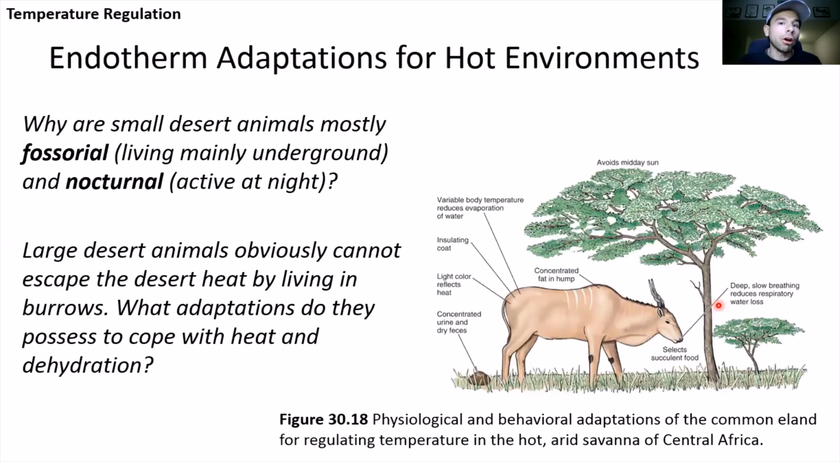Now, some larger animals cannot live underground. For example, this large desert animal cannot escape the desert heat by living in a burrow. So, what adaptations does this African eland possess to regulate its temperature in the hot, arid savanna?